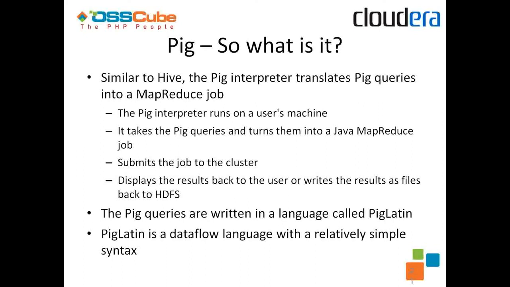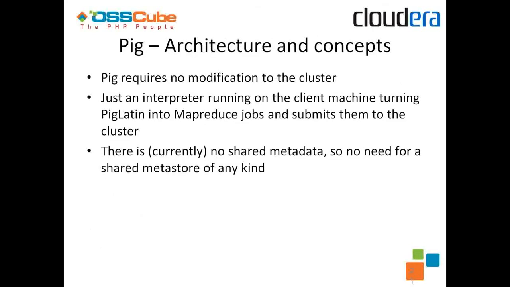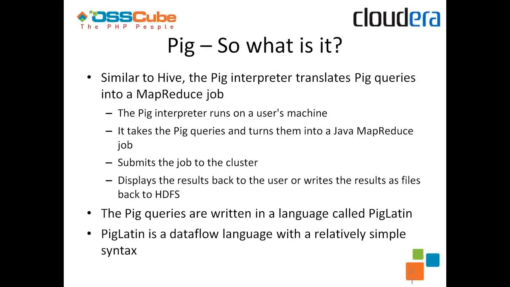Pig Latin is basically a data flow language, a more procedural kind of language with a relatively simple syntax. Remember, the aim was to keep things simple so people can easily learn it and work with it. What is meant by data flow language is that you process the data sets step by step, much like a pipeline.